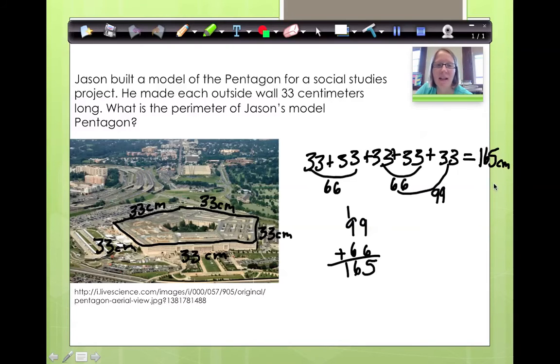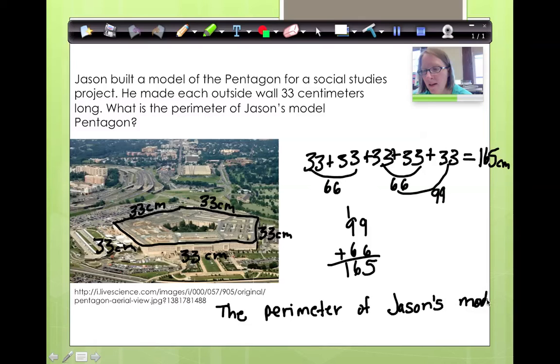So what's the answer? What is my statement? What is the perimeter of Jason's model pentagon? The perimeter of Jason's model Pentagon. Now we capitalize it because this is actually the name of the building. We're not saying that it's a shape. We're saying this is the name of the building. So it's a proper noun. The perimeter of Jason's model Pentagon is 165 centimeters. Period.